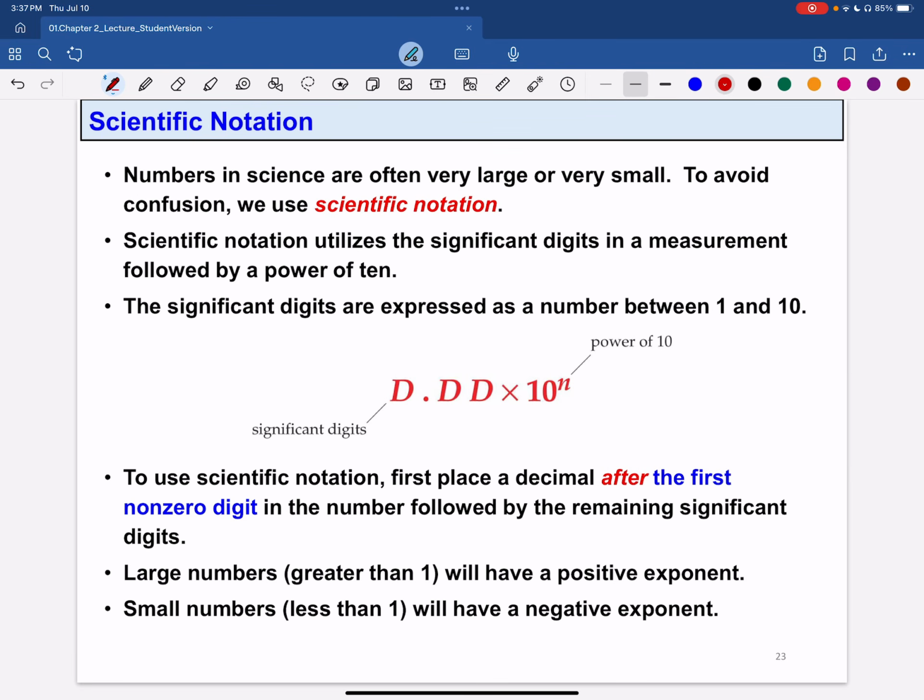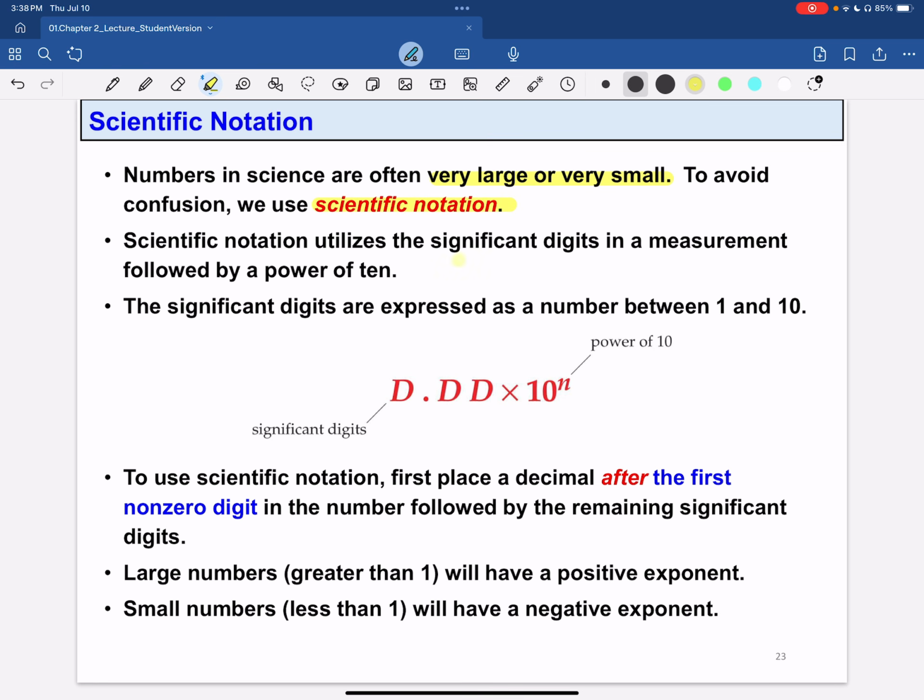Welcome. In these lectures, we will talk about scientific notation. Numbers in science are often very large or very small. So to avoid confusion, or to avoid writing a bunch of zeros, we will use scientific notation.